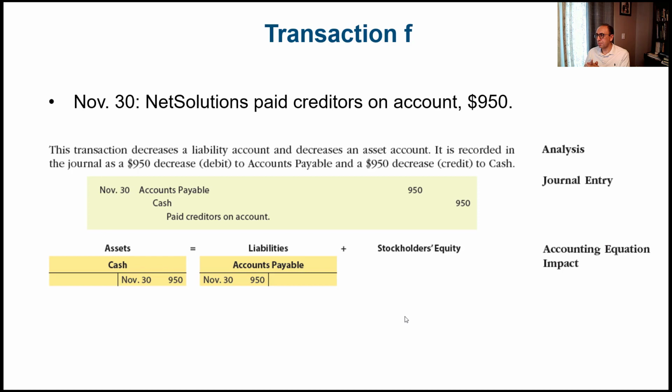So in this case, we paid creditors on account, those we owed money to, the accounts payable. Remember, we paid part of it, so we paid $950. So we expect that cash is going to go down on the credit side, and accounts payable is also going to go down. But remember, accounts payable is a liability. When they go down, they go on the debit side. So on the journal, we record the date, November 30th. Accounts payable, $950 on the debit side. Cash on the credit side for $950. And we have this brief note that says paid creditors on account.